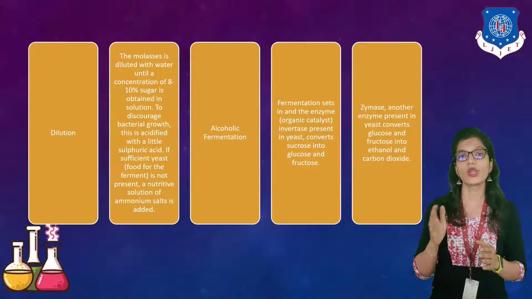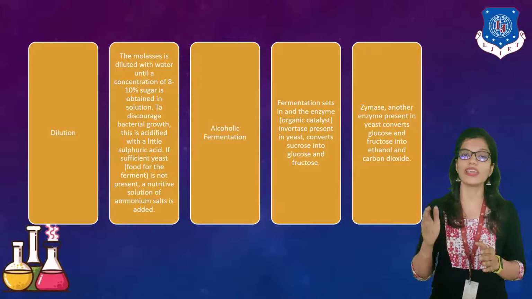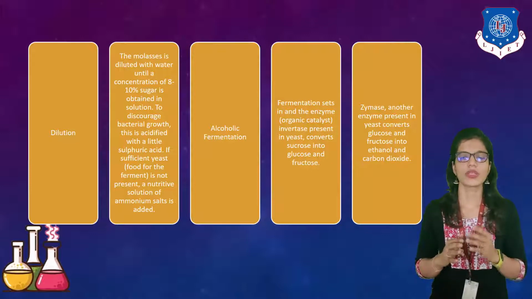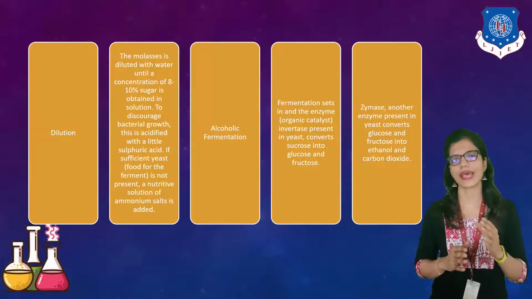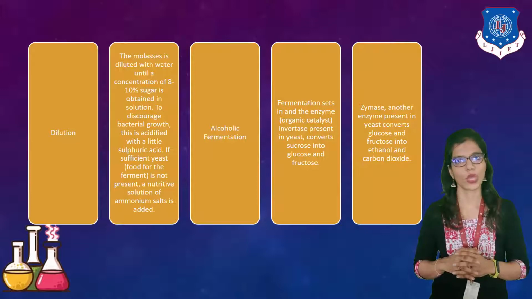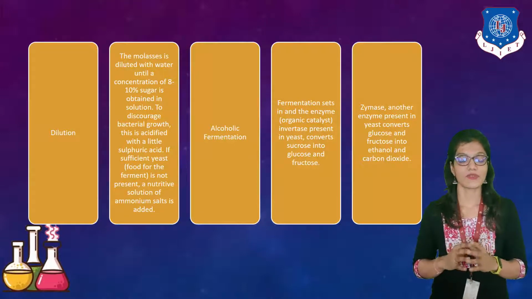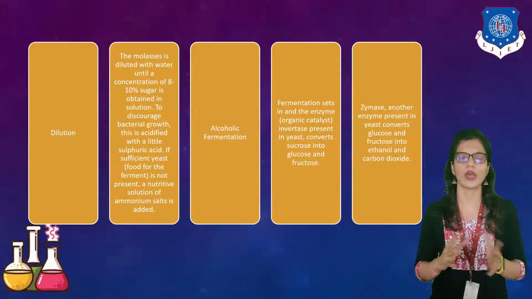Now, we will move ahead to the next one, which is known as alcoholic fermentation. The fermentation sets in, and the enzyme invertase, an organic catalyst present in yeast, converts the sucrose into glucose and fructose. Zymase, which is another enzyme present in yeast, converts the glucose and fructose into ethanol and carbon dioxide.